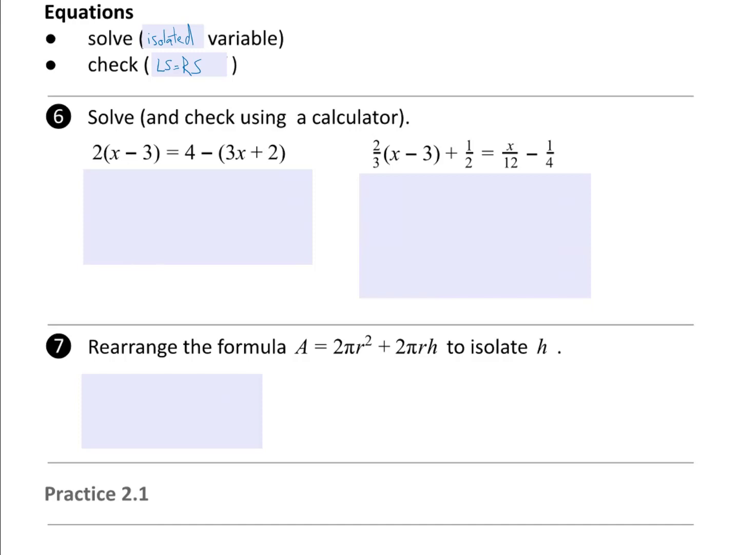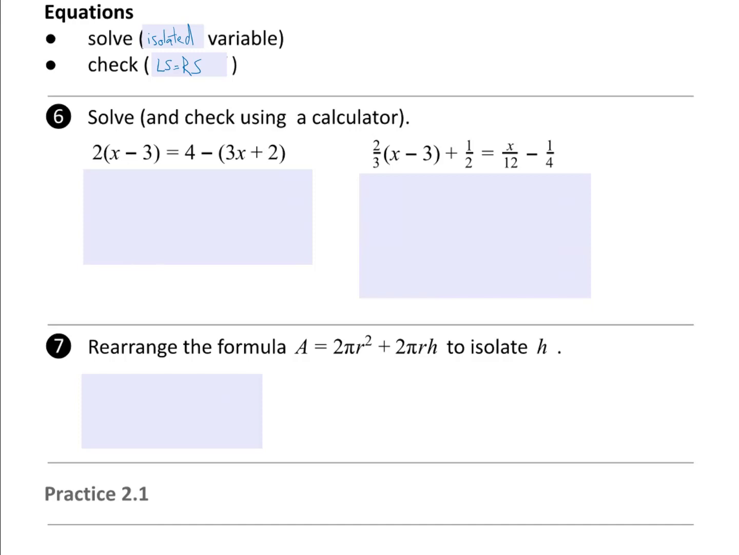In example 6, it says solve and check using a calculator. So it wants you to check left side, right side to make sure they're equal. So make sure you do that afterwards. I'm just going to go through solving with you.